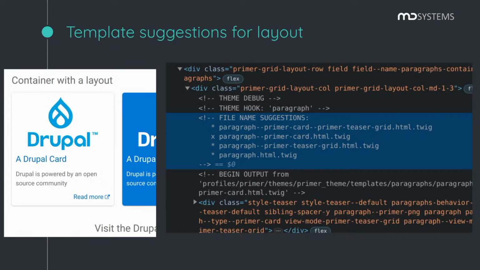Or you can be more specific, like in this case, this is a paragraph type primary card. So this is a paragraph type ID. Or more specific, this is a paragraph, which is a type primary card, which is a display primary teaser grid. So really, if you have some custom needs for template overrides, you don't need to do anything. You just define the templates in your theme, and you're done.